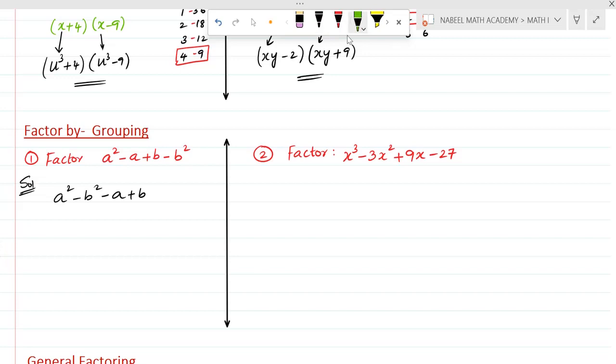So what is the common? What is this one here? What is the formula you can remember? It is a special factoring: a plus b, a minus b. This one. And here it is a common factor.